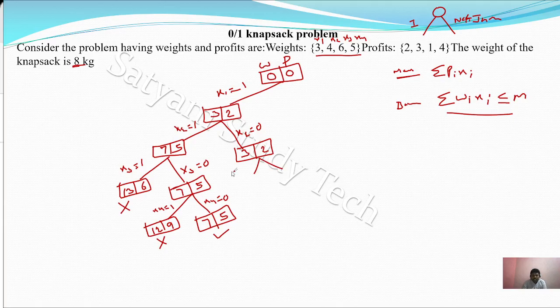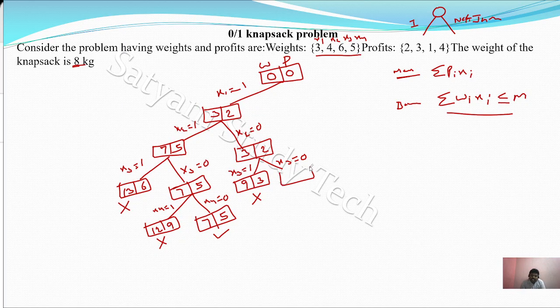Now you can see x3 is included, x3 is not included. If x3 is included, what is the x3 weight? 6 plus 3 is 9. If we include the third weight, then you can get the profit 1. So 2 plus 1 is 3. So here 9 is less than or equal to 10, but 9 is not less than or equal to 8. The condition fails, so it does not provide the solution. You can kill this node.